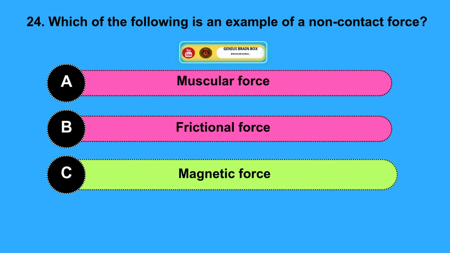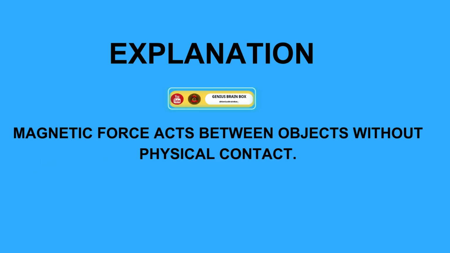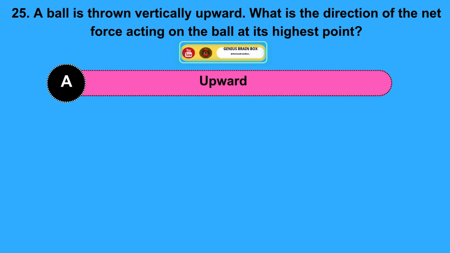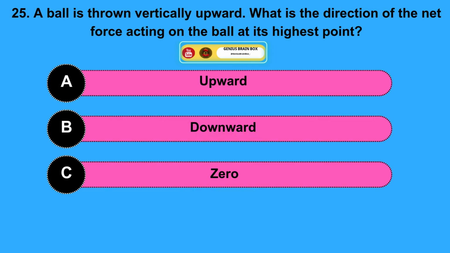Correct answer is C. Explanation is magnetic force acts between objects without physical contact. A ball is thrown vertically upward. What is the direction of the net force acting on the ball at its highest point? Option A, upward. Option B, downward. Option C, 0.